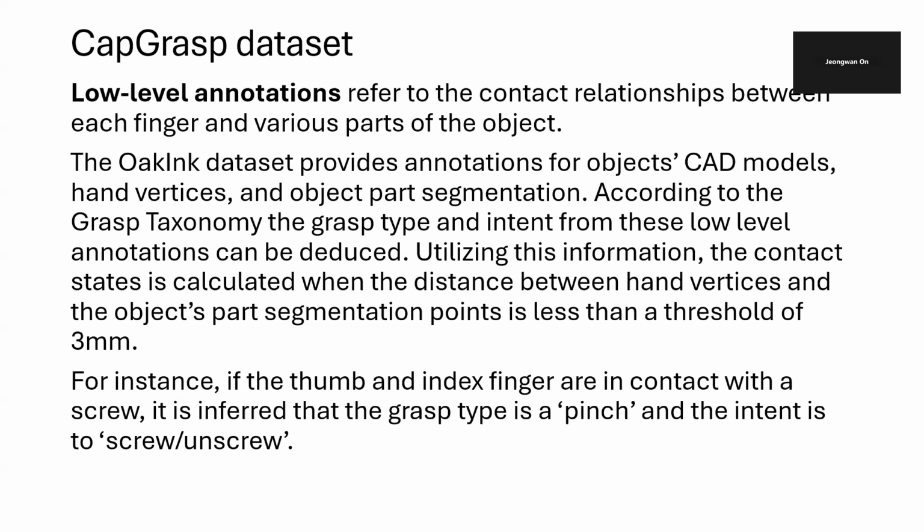According to the grasp taxonomy, the grasp type and intent can then be deduced from the low-level annotations. Utilizing this information, the contact state is calculated when the distance between the hand vertices and the object's part segmentation points is less than a threshold of 3 millimeters. For instance, if the thumb and index finger are in contact with the screw, it is inferred that the grasp type is a pinch, and the intent is to screw or unscrew.